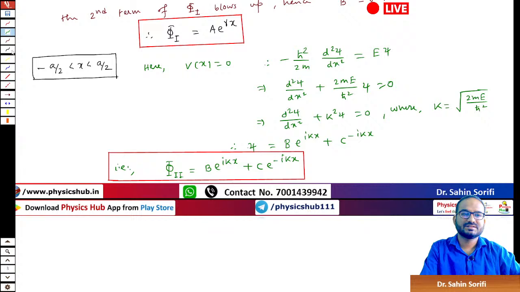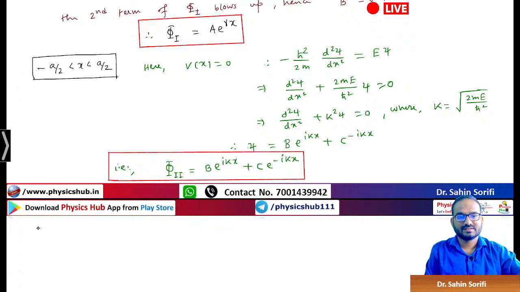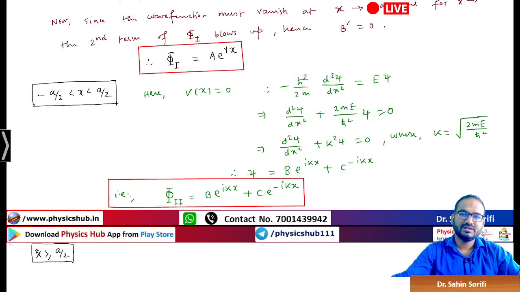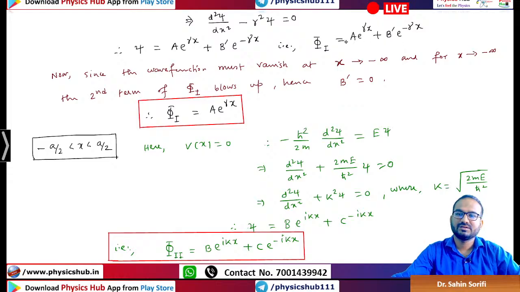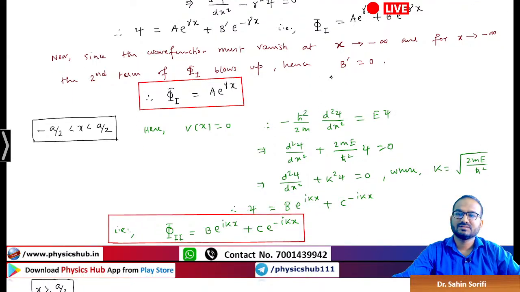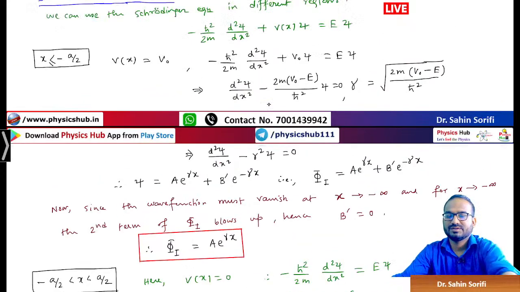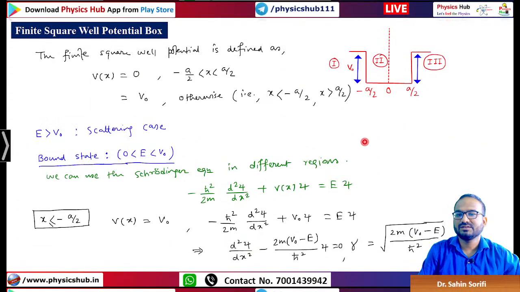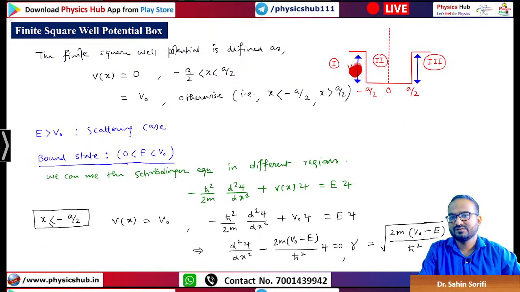So one more region is left, that is x greater than or equal to a by 2. It will be similar to what we observed in the first case, only here the first term will vanish, because for the wave function, if you consider region 1, it starts from here and goes in this direction, ending at minus infinity. If you are considering region 3, it will end at x equals plus infinity. So we have to check whether the wave function vanishes at x equals plus infinity.